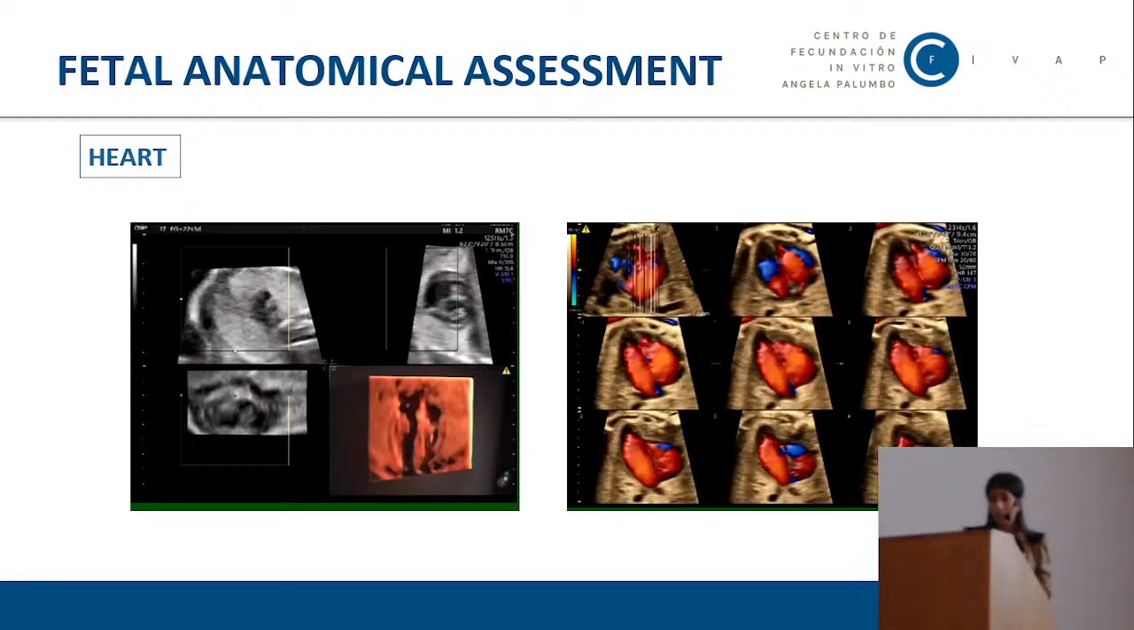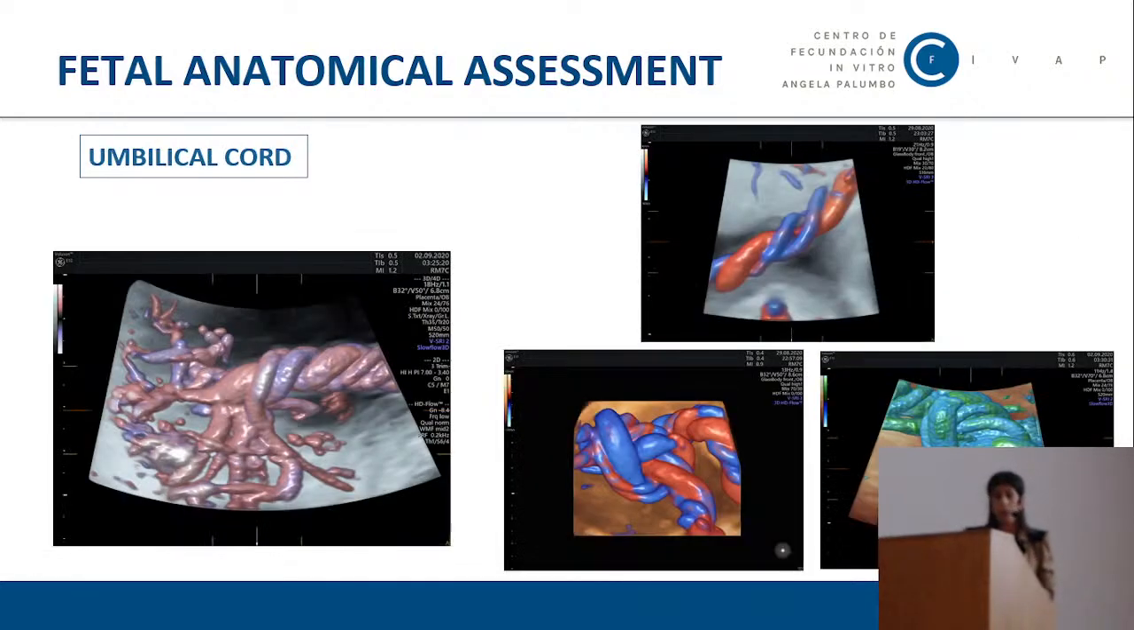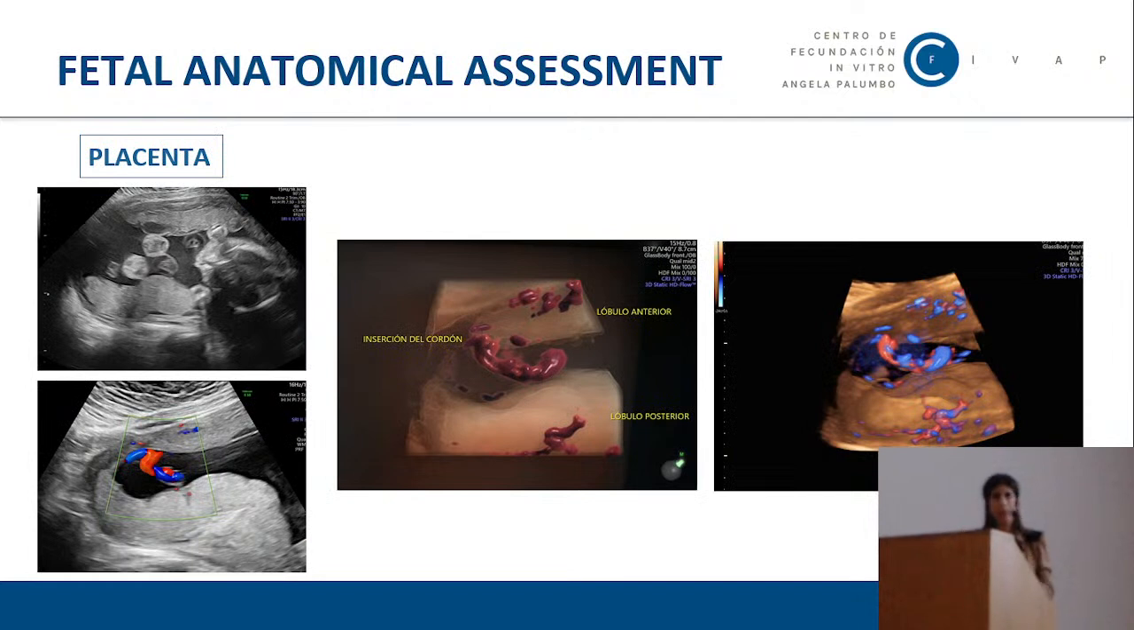We can also assess the placenta, not only the baby, but also structures in pregnancy related to the baby. Here is an example of a patient with a subcentriate placenta, two lobes, one anterior, another posterior, and the cord insertion is just in between, in the middle, a marginal and filamentous cord insertion.